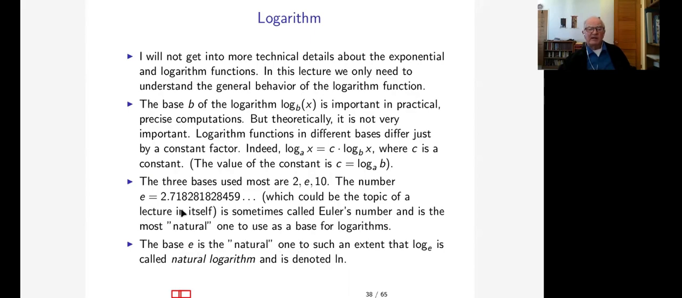And in some sense, this is the most natural number to take as a base for logarithms, to such an extent that mathematicians and engineers and physicists are using e by default, and they have ln. Instead of writing log, they write ln for natural logarithm. They call this a natural logarithm.